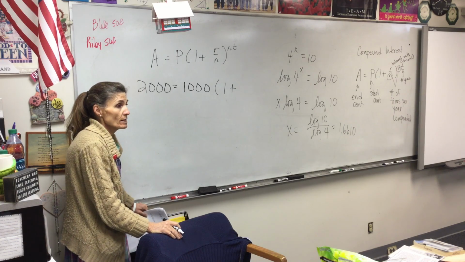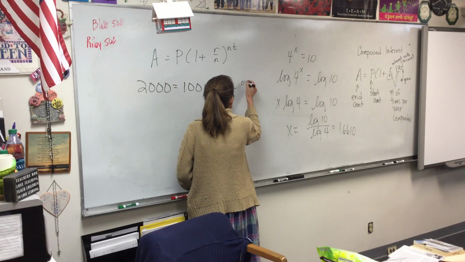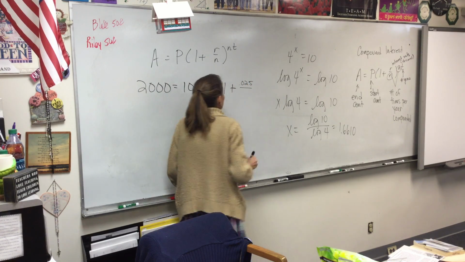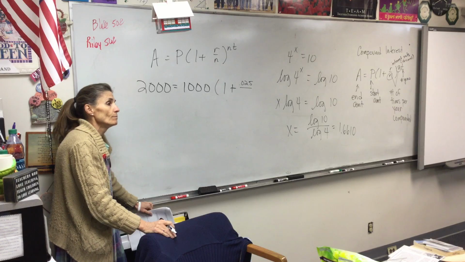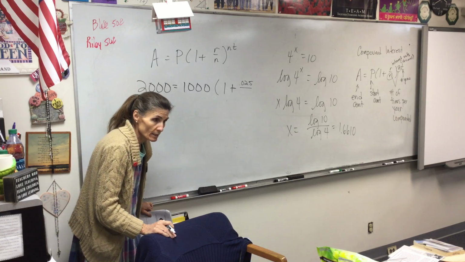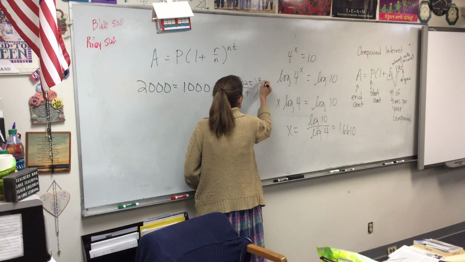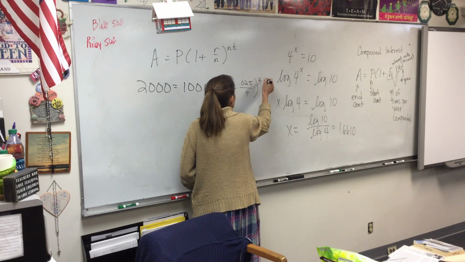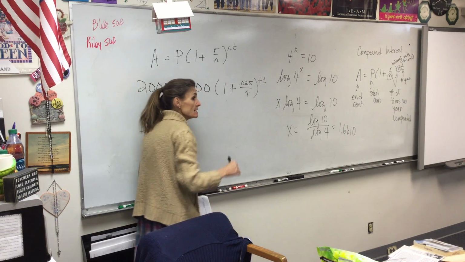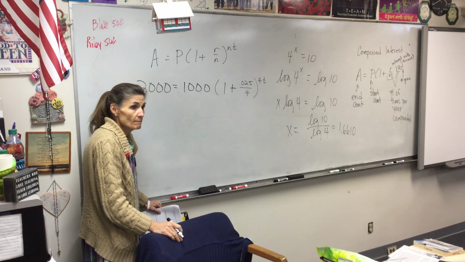What's my interest rate? 0.025. What's my N? 4. Compounded quarterly. That's 4 times a year. Both the N's are 4s. And T is my variable, right? How long does it take?